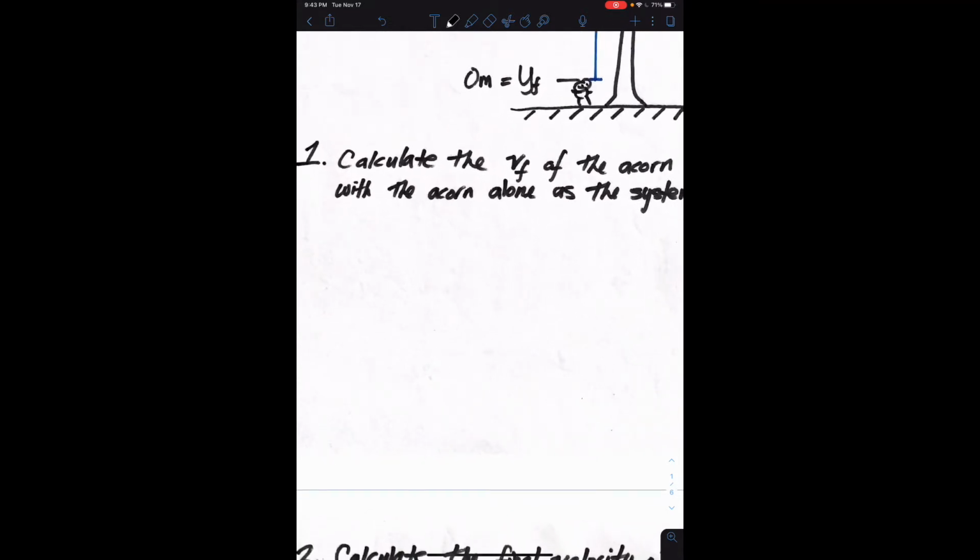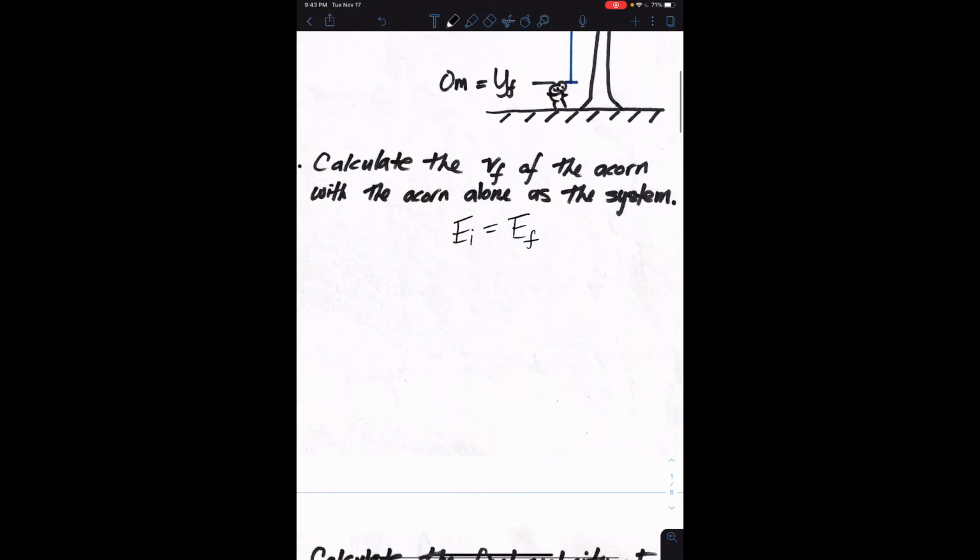All right, so I'm going to go ahead and write the conservation of energy formula. E_i is equal to E_f. And it doesn't matter which way you write it. Sometimes you see this written as ME_i equals ME_f. That just means mechanical energy. Mechanical energy is kinetic and potential energy. So that's another way it can be written too.